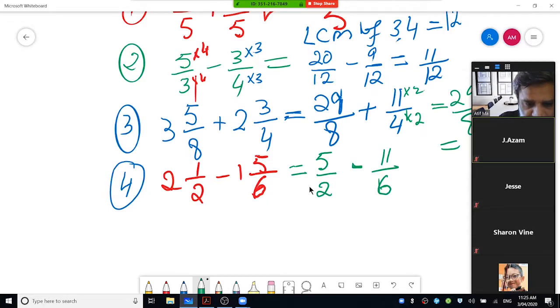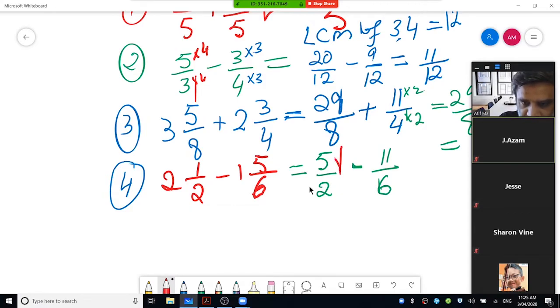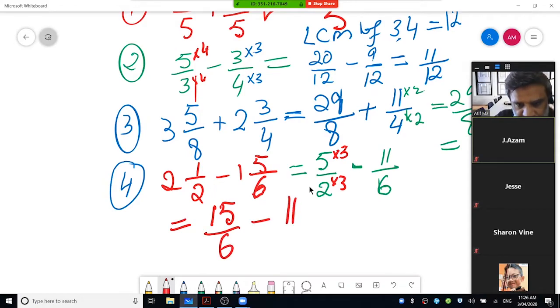Now these are not equal, therefore you have to convert them into something which is, so we have to, and there I take a red color, we have to time it by 3 so that we have the same number in the denominator. So this thing becomes 15 over 6, and this is minus 11 over 6. So this thing becomes 4 over 6.